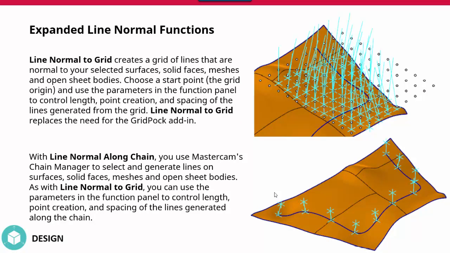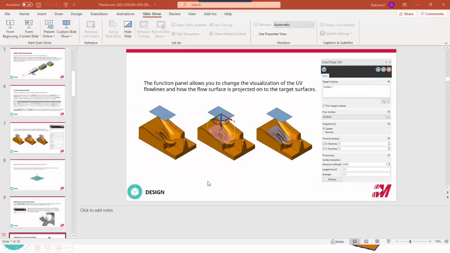And to create these toolpath lines, we have the ability to use Line Normal to Grid, where you can pretty much select the surface, set your spacing, and it will create lines normal to the surface at the spacing you selected. We also have Line Normal Along Chain, where I can select a chain and it will create my tool axis lines normal to the surface along that chain. So let me go over those with you guys.